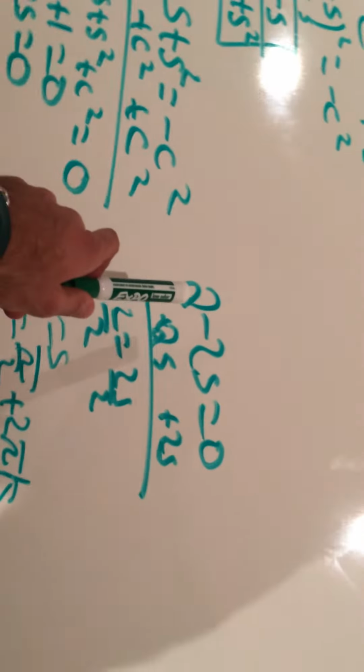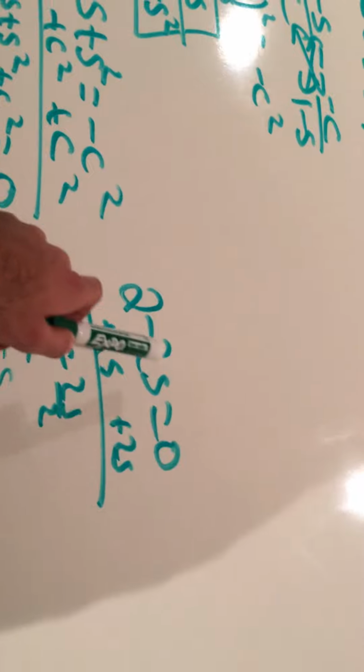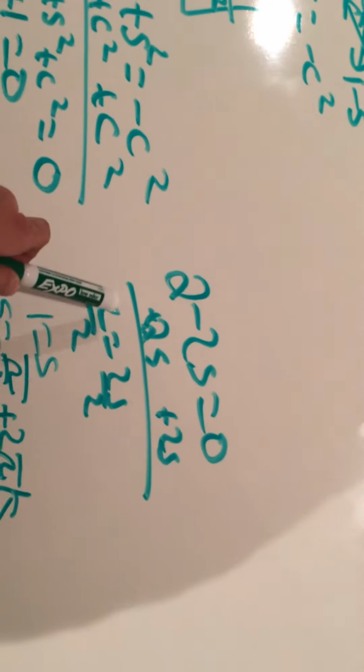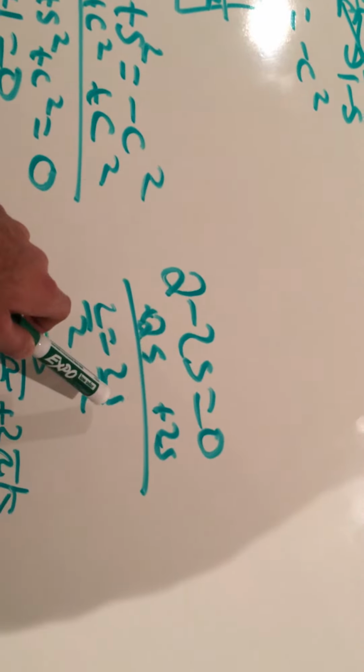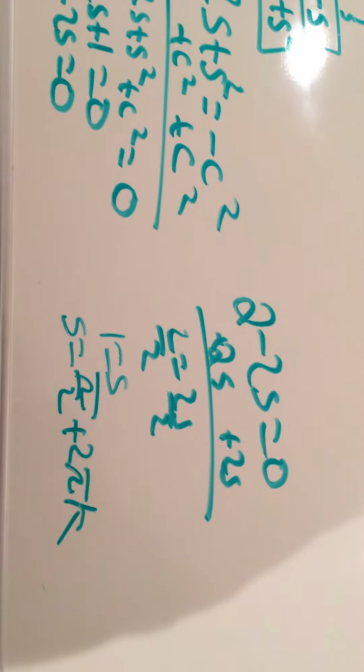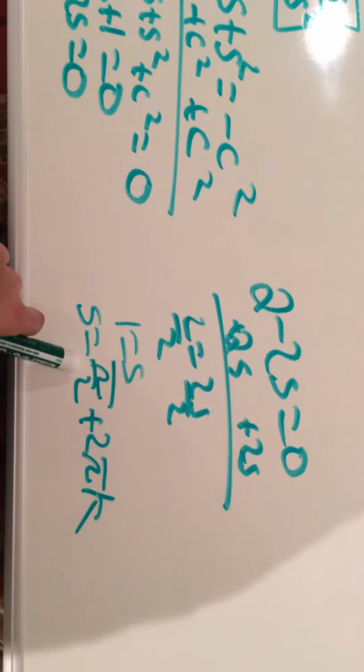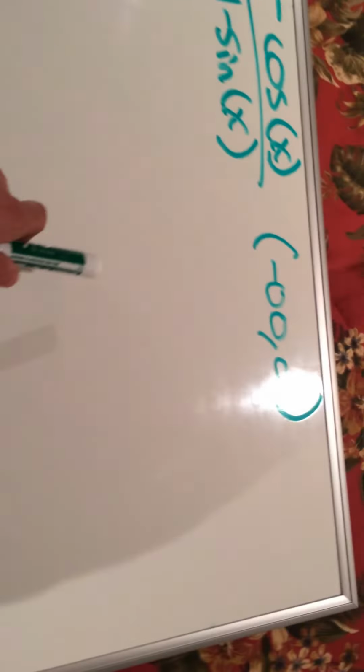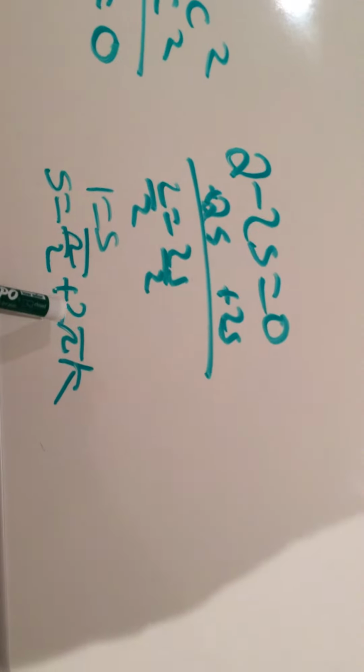Let me rewrite over here. 2 minus 2s equals 0. Add 2s to both sides, so 2 equals 2s. Divide both sides by 2. 1 equals s. So where does sine equal 1? Sine equals 1 at pi over 2. But of course, because the interval is from negative infinity to infinity, we want to add 2 pi k.